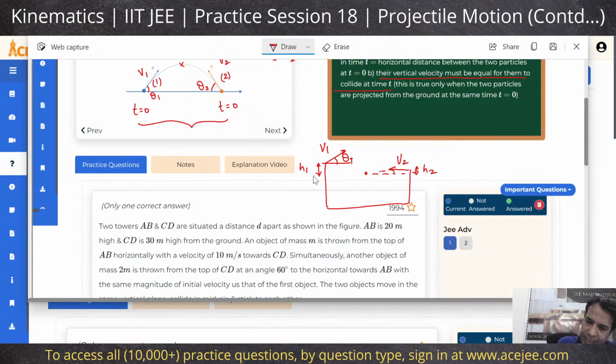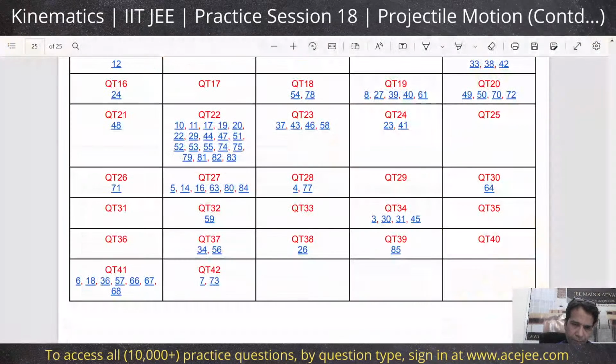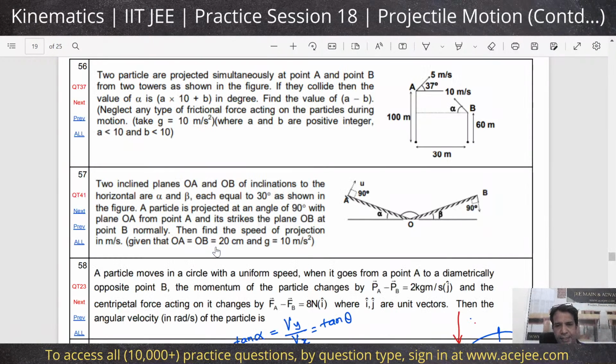And if you are given this distance, then you know that the distance covered by the first projectile plus the distance covered by the second, the sum of these two, will be equal to d. So using this information and the kinematic equations, let's go ahead and solve a sample problem on this question. Okay, so let's go ahead and solve this one. Number 56.